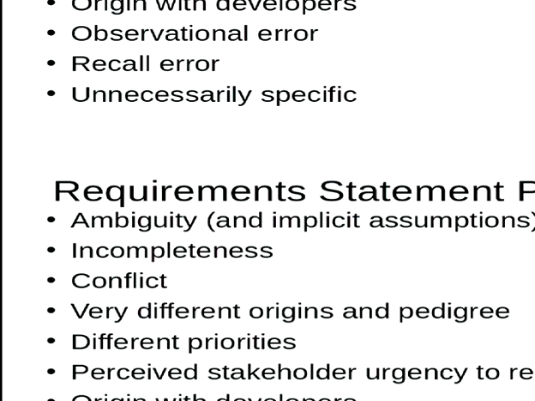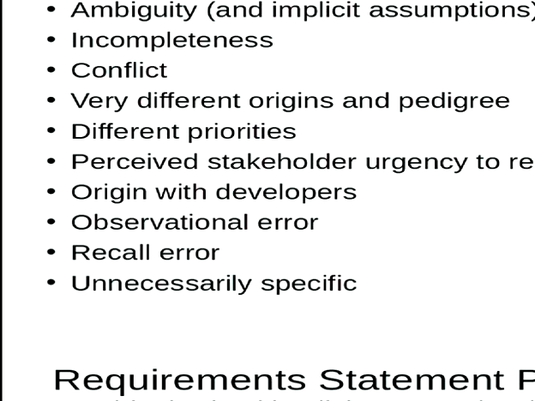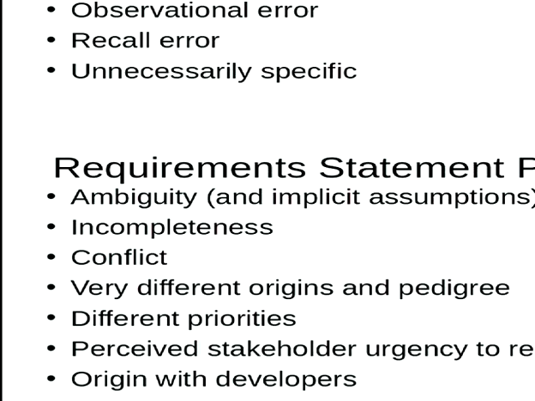Observational error would be something like, okay, the stakeholder says something, but you mishear it or misunderstand what is meant. And this is very common in different domains. If I get together with someone from Vito and they talk about STIs and I talk about STIs, we will mean very different things. Observational error is actually quite common.